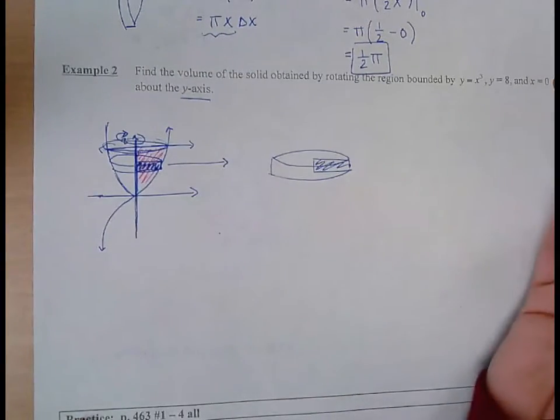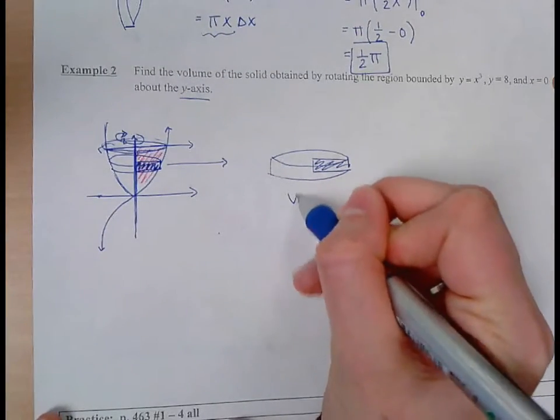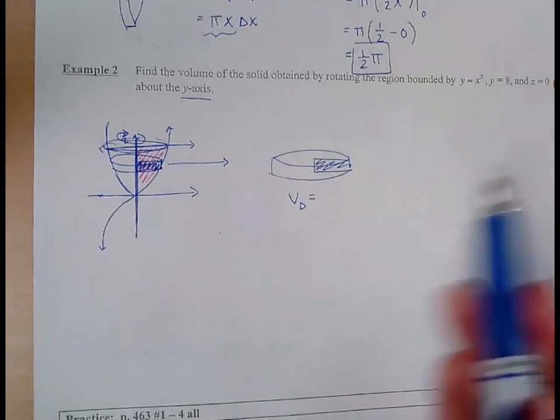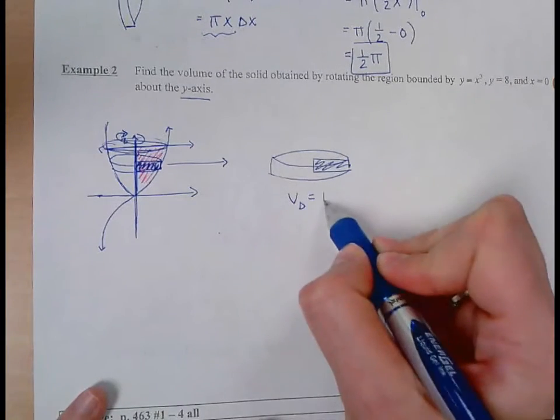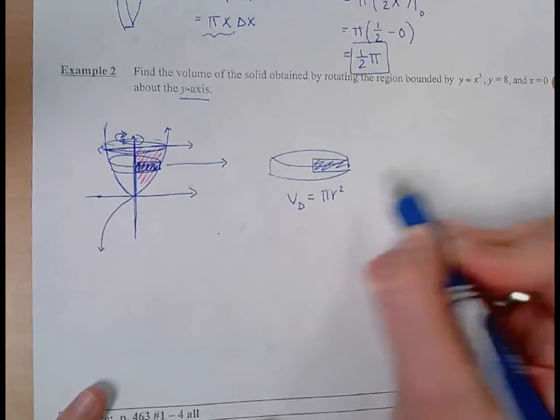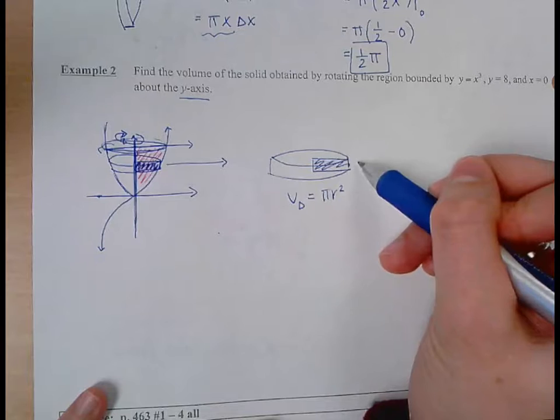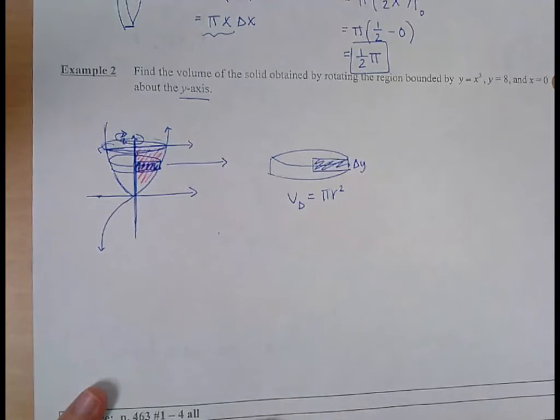So still have the volume of the disc. It's the same thing. Volume of every disc is the same. Area of the circle, pi r squared, times your width. But now the width, instead of being delta x, because we need to be in terms of y, it would be delta y.